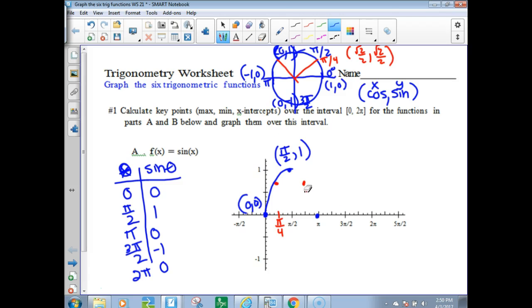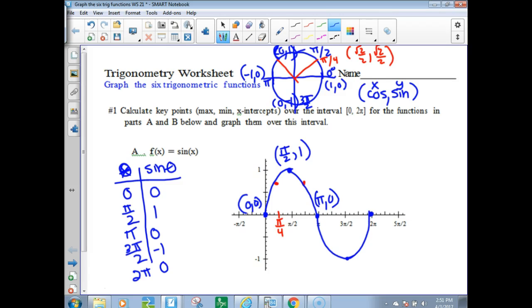All right, here are our key points. We've got the top maximum point at pi over 2, 1. We came back to the x-axis and hit pi, 0. At 3 pi over 2, we get down to negative 1, so let's just get that one in there. And then at 2 pi, we're going to hit back to 0.